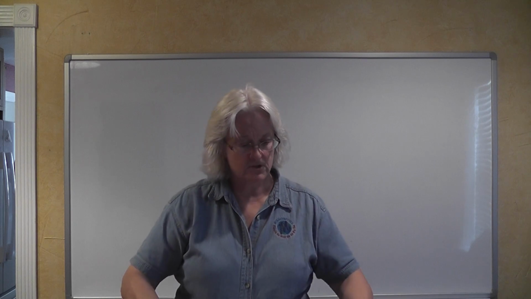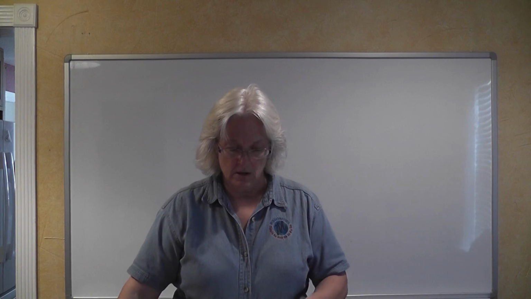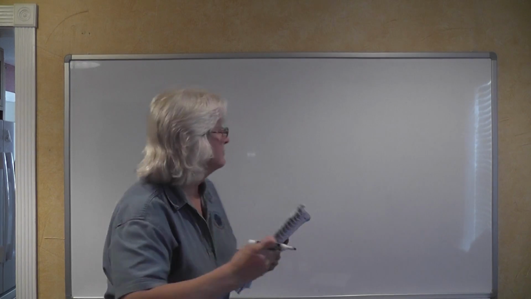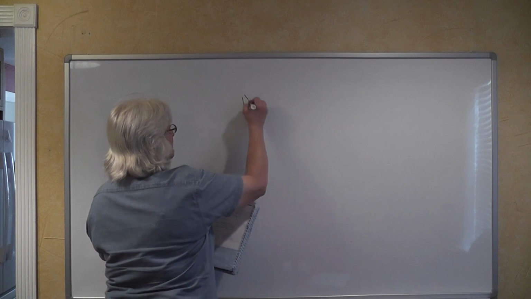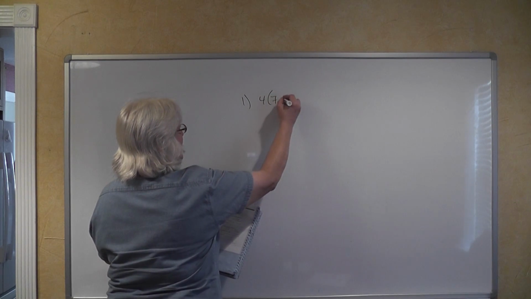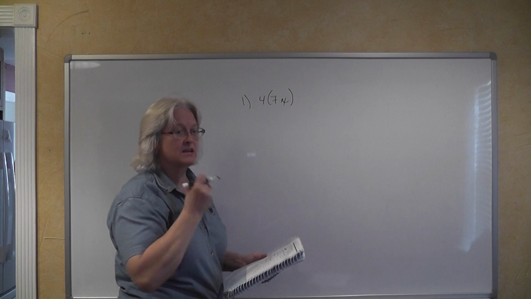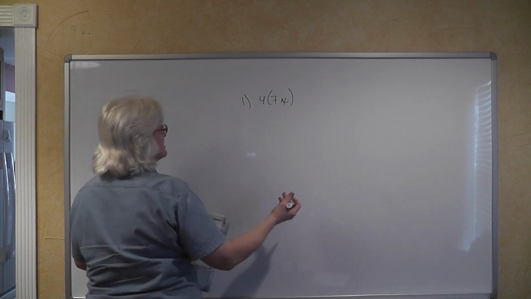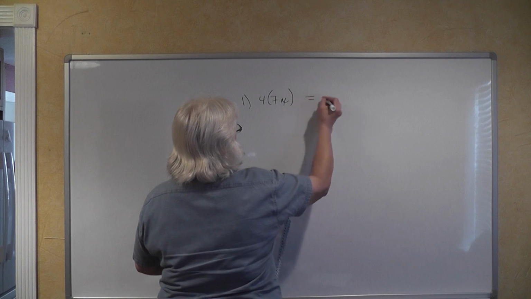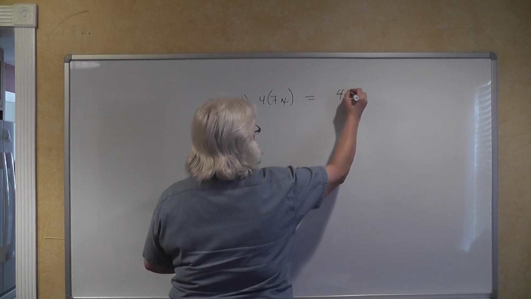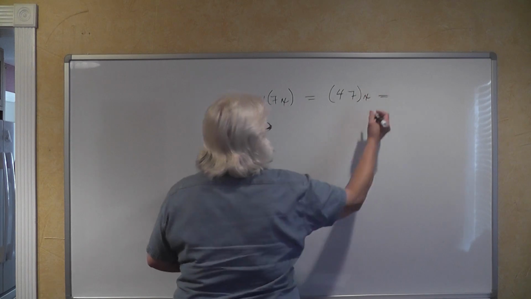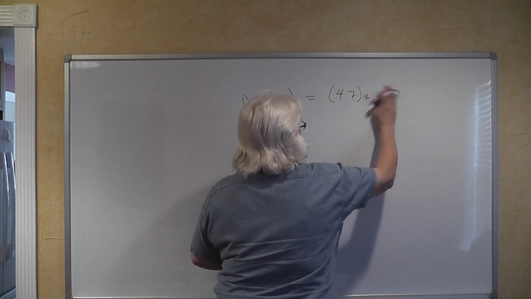Skill check is on page 54. What is the property that could be used to simplify the following expressions? Number 1, if we have 4 times 7x, having 7x multiplied together means nothing to us. But if we use the associative property to change the grouping, we have 4 times 7 times x is 28x.